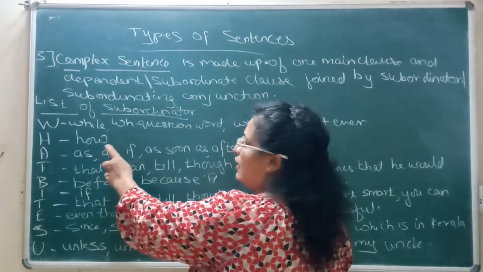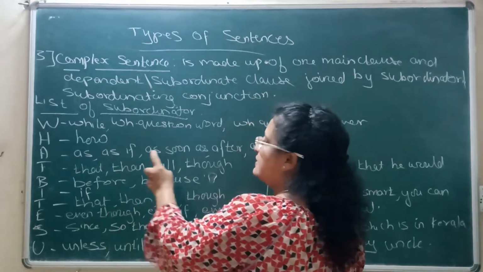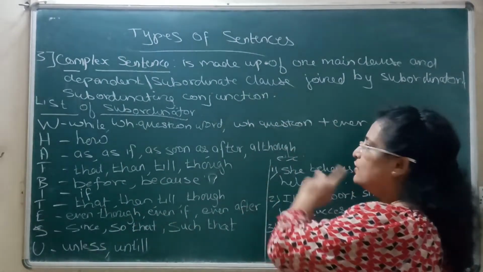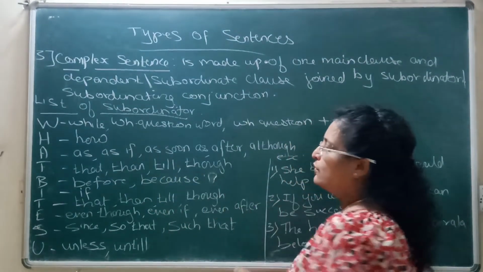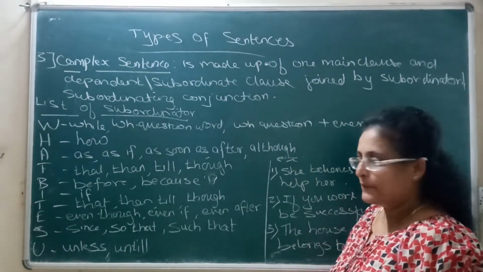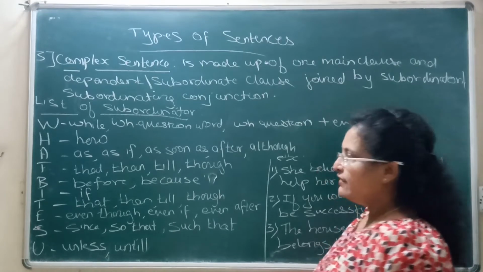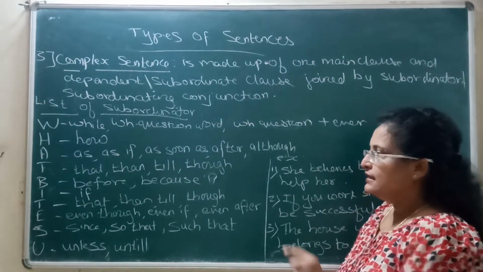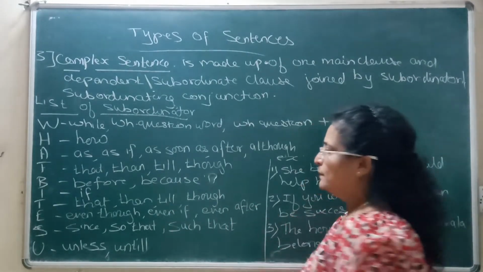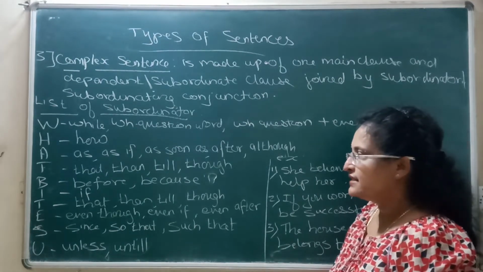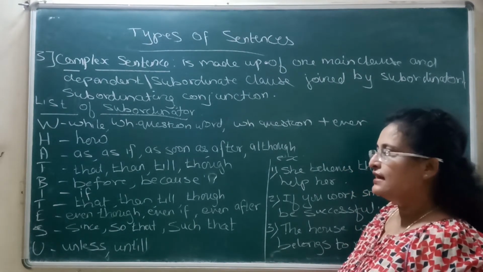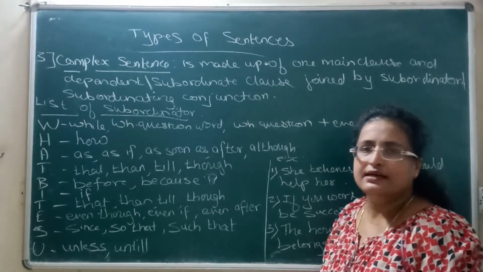H stands for how. A stands for as if, as soon as, after, although. T stands for that, than, till, though. B stands for before, because. I stands for if. T stands for that, then, till, though. E stands for even though, even if, even after. S stands for since, so that, such that. U stands for until and unless.